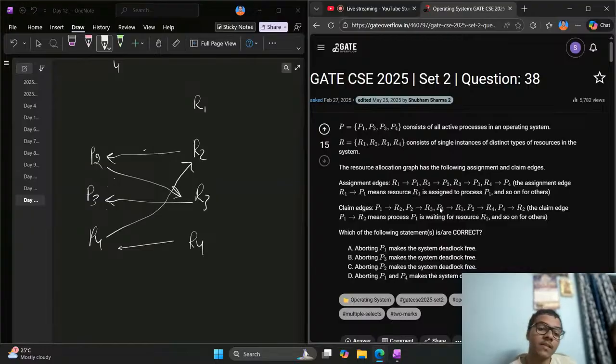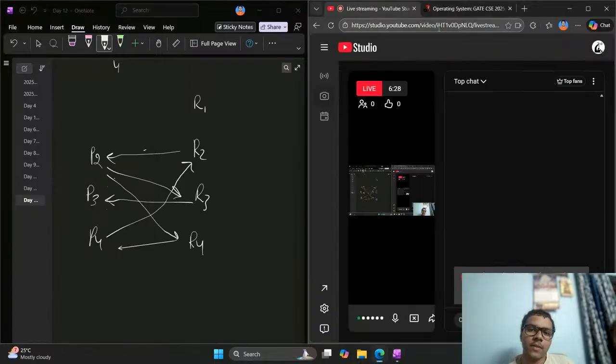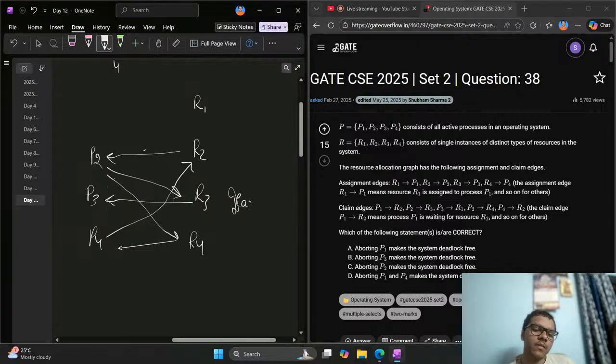Okay, there are 5 things, man. P2 to R4. I have been missing this edge for some reason. I don't know, it might be my overlook. P2 to R4, yes, sir. So 1, 2, 1, 2, 3, 4. So deadlock.